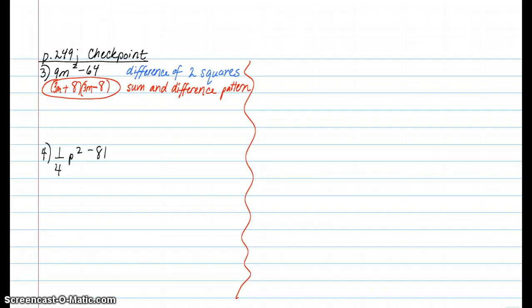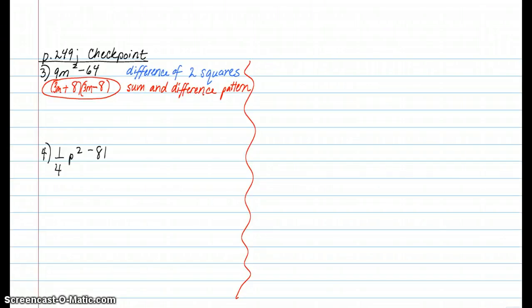Square root of 9 is 3. Square root of m squared is m, so it's 3m for your first term in the binomial. Square root of 64 is 8, so your second term in the binomials are 8. Because the middle term goes away, it has to be a plus minus or a sum and difference pattern. So 3m plus 8 times 3m minus 8 is the factoring for 9m squared minus 64.